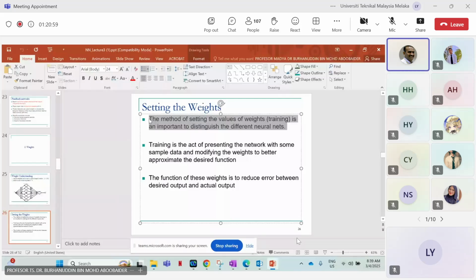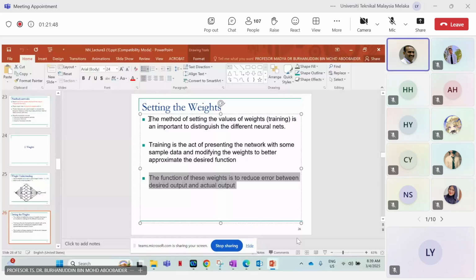Training is the act of presenting the network with some sample data and modifying the weights to better approximate the desired function. That's why I told you just now, if you want him or her to write U, and he writes U in the wrong way, wrong format, wrong shape or wrong direction, then you train again. Okay, you show again, right? Until you minimize the error, where the function is reduced to the error between the desired output. So when you are happy with the shape of the U, then the error is already at the minimum level.